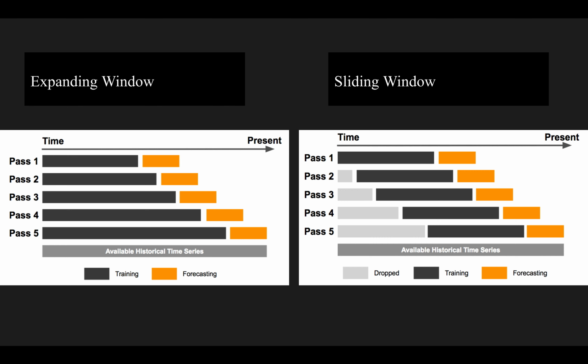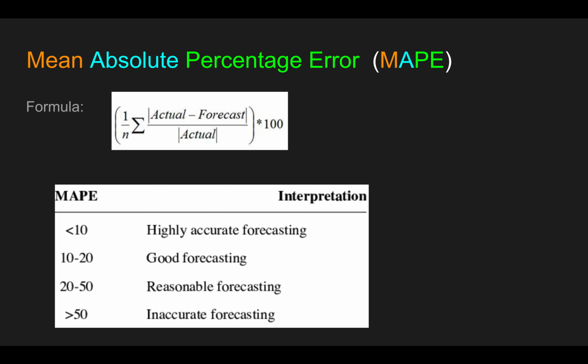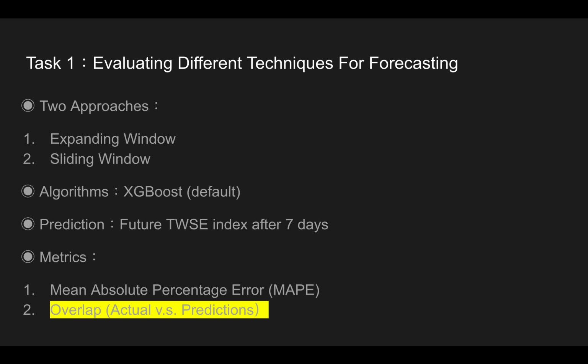On the other hand, the expanding window has a fixed starting point, using the whole data to forecast the next point. We use the MAPE and also observe the overlap between the true values and predictions to compare which approach is better. After the experiment, we have three main findings.